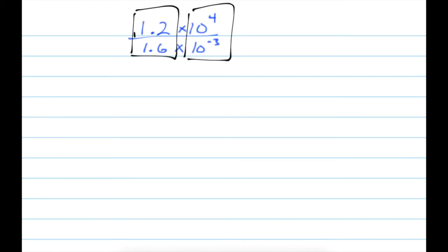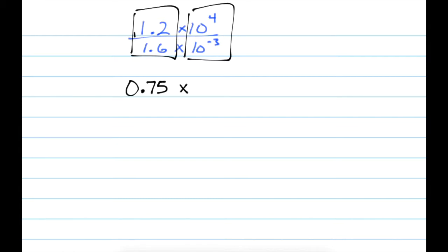How about division? 1.2 times 10 to the fourth over 1.6 times 10 to the negative third. Now the cool part about this is I can divide these parts individually. 1.2 divided by 1.6 and 10 to the fourth divided by 10 to the negative third. So 1.2 divided by 1.6 is 0.75.